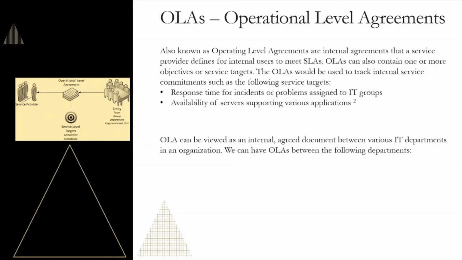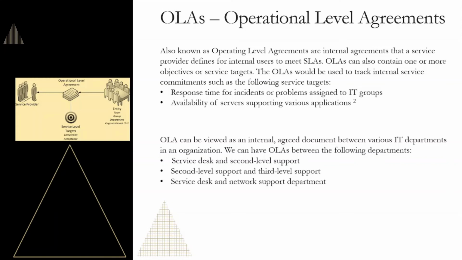We can have OLAs between the following departments: service desk and second level support, as we have spoken about in the earlier seminars. Second level support would be, for example, if there is an incident, then you can call in a second or third level support if the incident management was not enough. So we have OLAs between second level support and third level support.